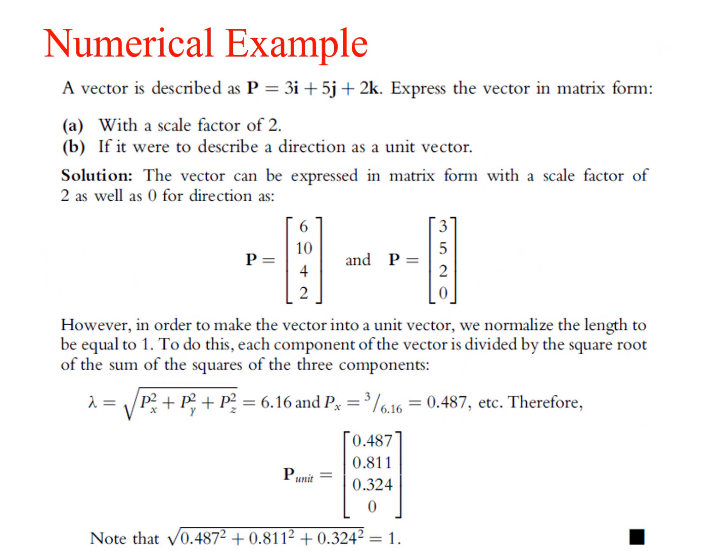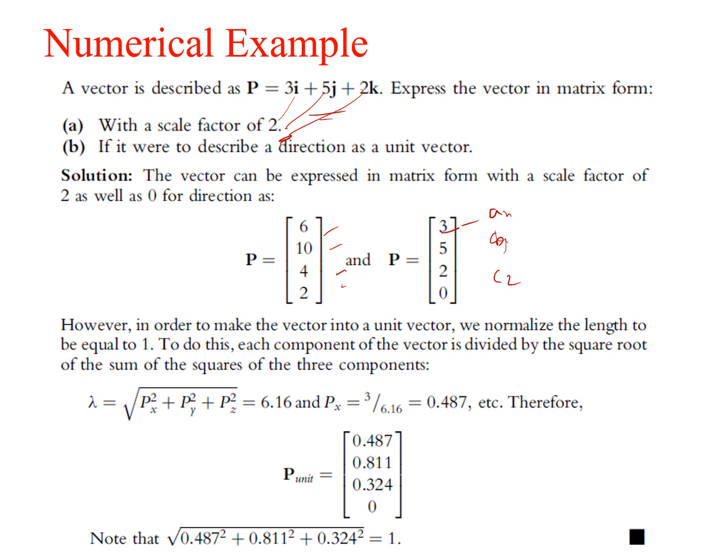Here we can check that. This is the vector given, and the scale factor is given. Just multiply 3 by 6, 5 by 2, and 2 by 4. So this is the new vector with the scaling applied. But the original value is this one. This is your ax, and then by, and cz.